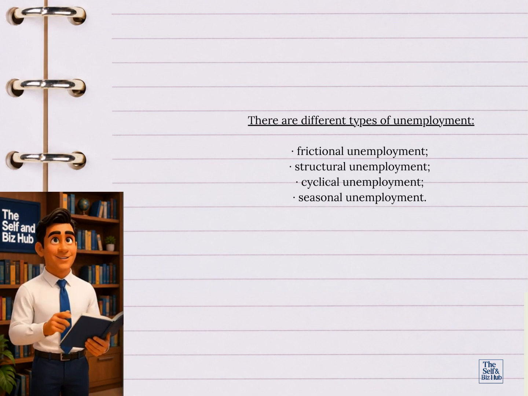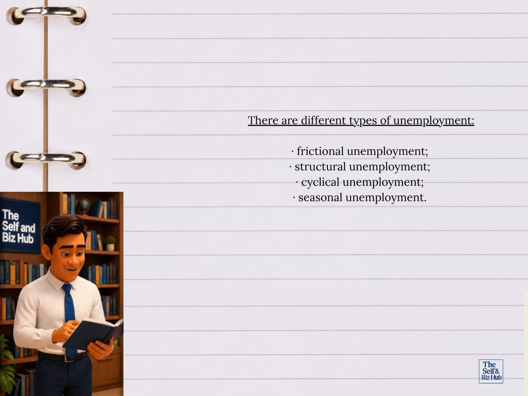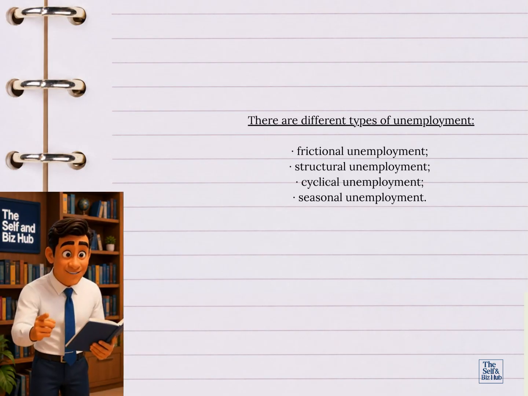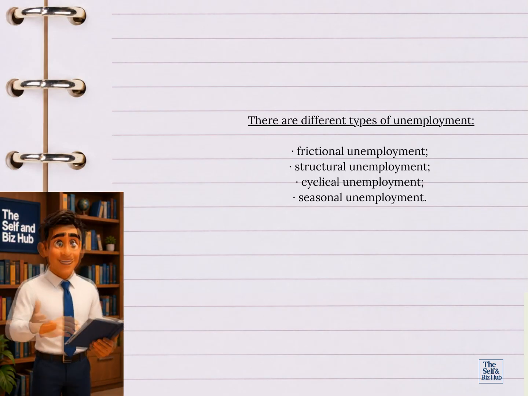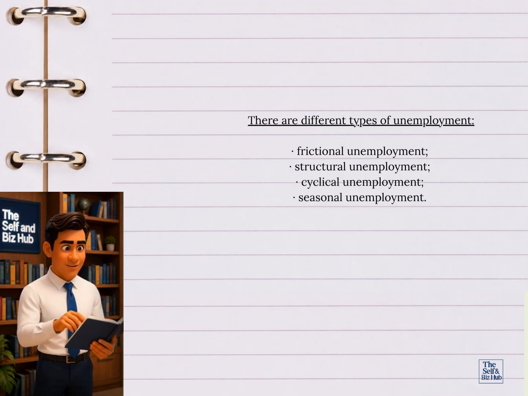However, even in a strong economy, unemployment is almost never equal to zero. Why? Because people constantly change jobs, move to new places, search for better opportunities, graduate from university, or start businesses. Some level of unemployment exists naturally. Economists call this the natural rate of unemployment.